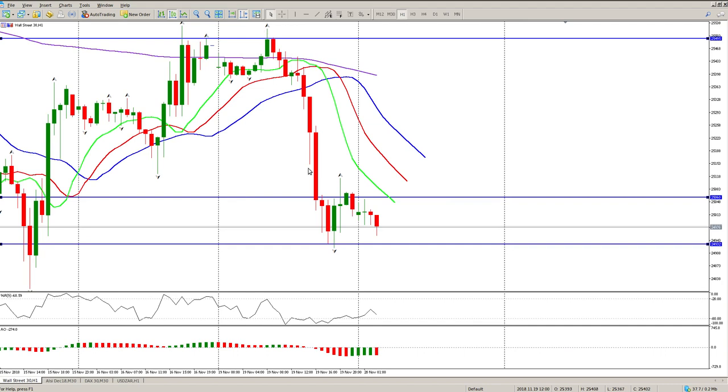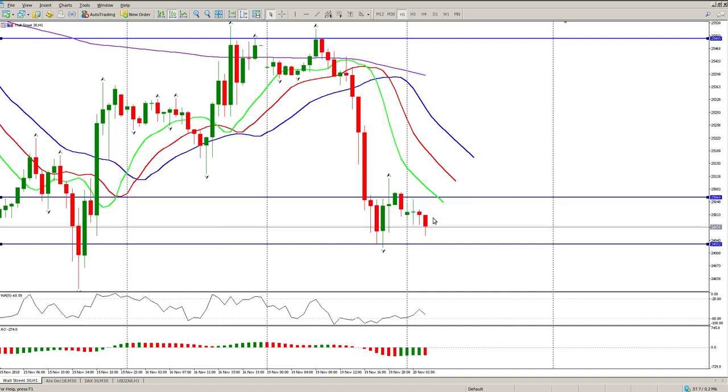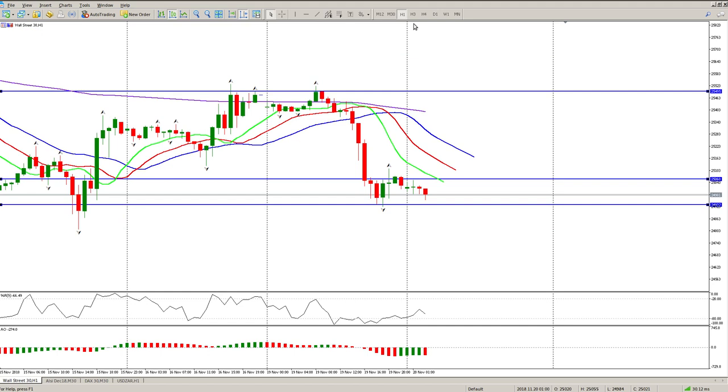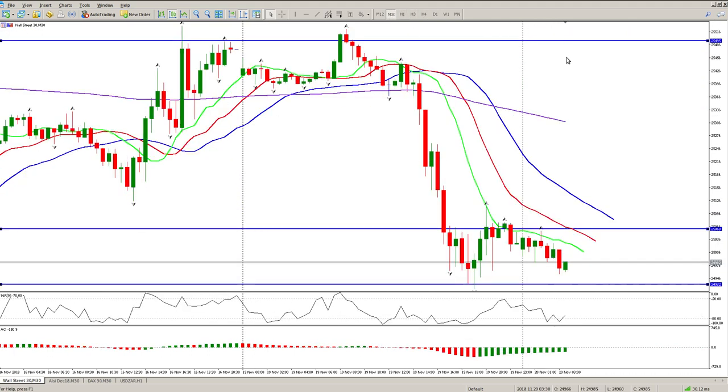Now I would expect a second move here. So maybe a bit more consolidation. It could consolidate the whole day, just bear that in mind, through the European session, and then only move to the downside again. But for me right now, this is indicating more downside.